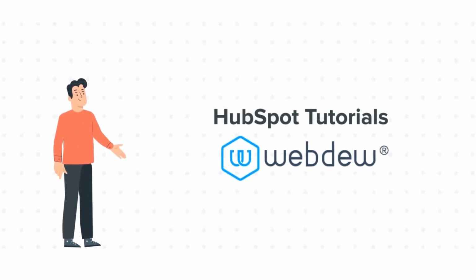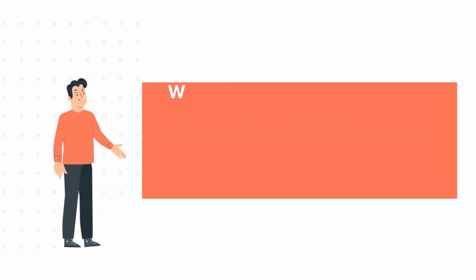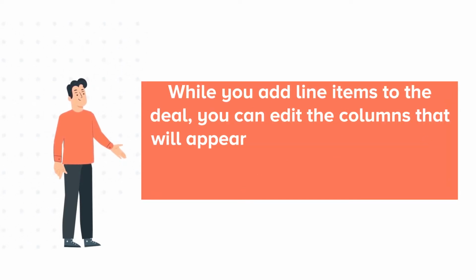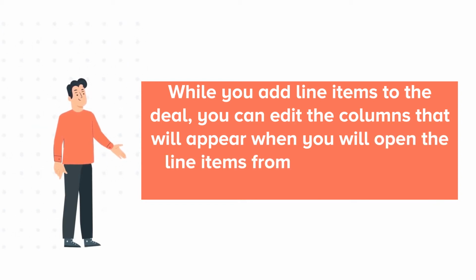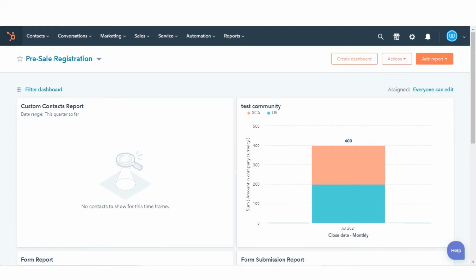This is Bob and today's tutorial is about how to edit the columns that appear in the line item editor. While you add line items to the deal, you can edit the columns that will appear when you open the line items from the right sidebar of your deals. Let's see how you can do this.